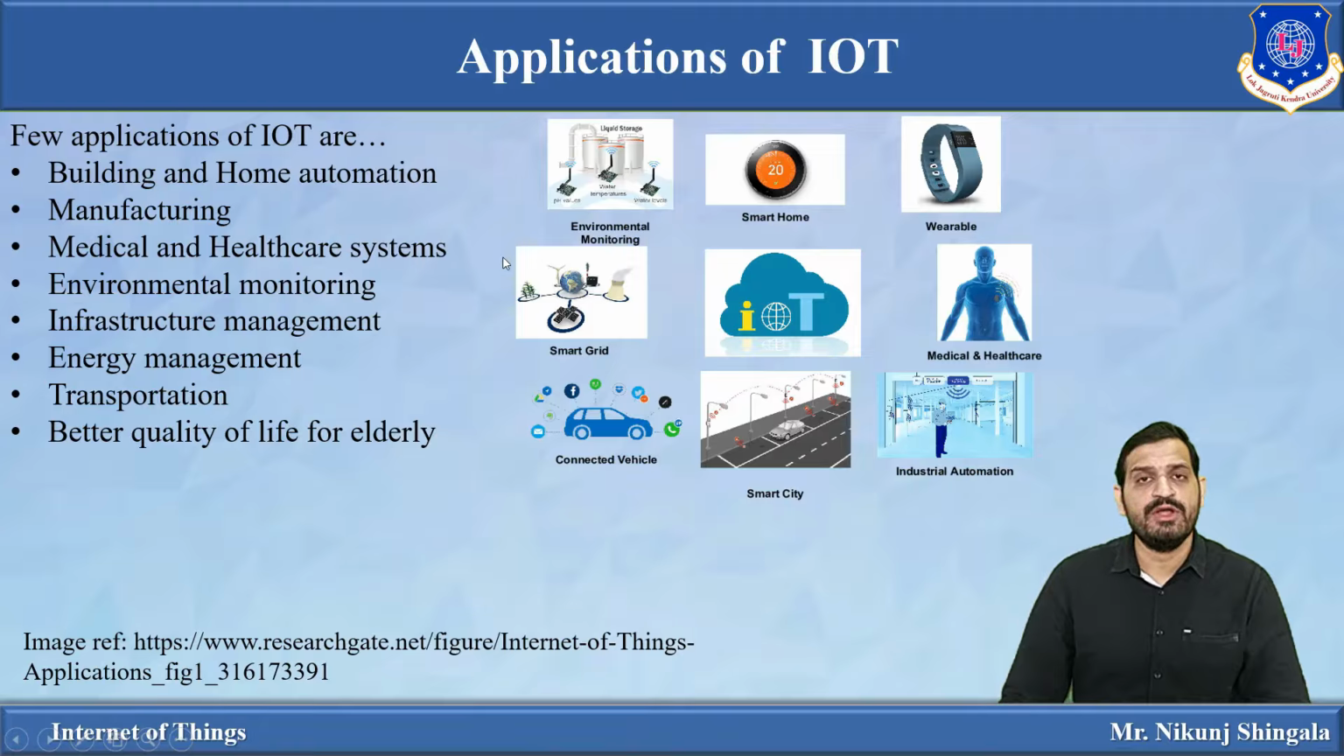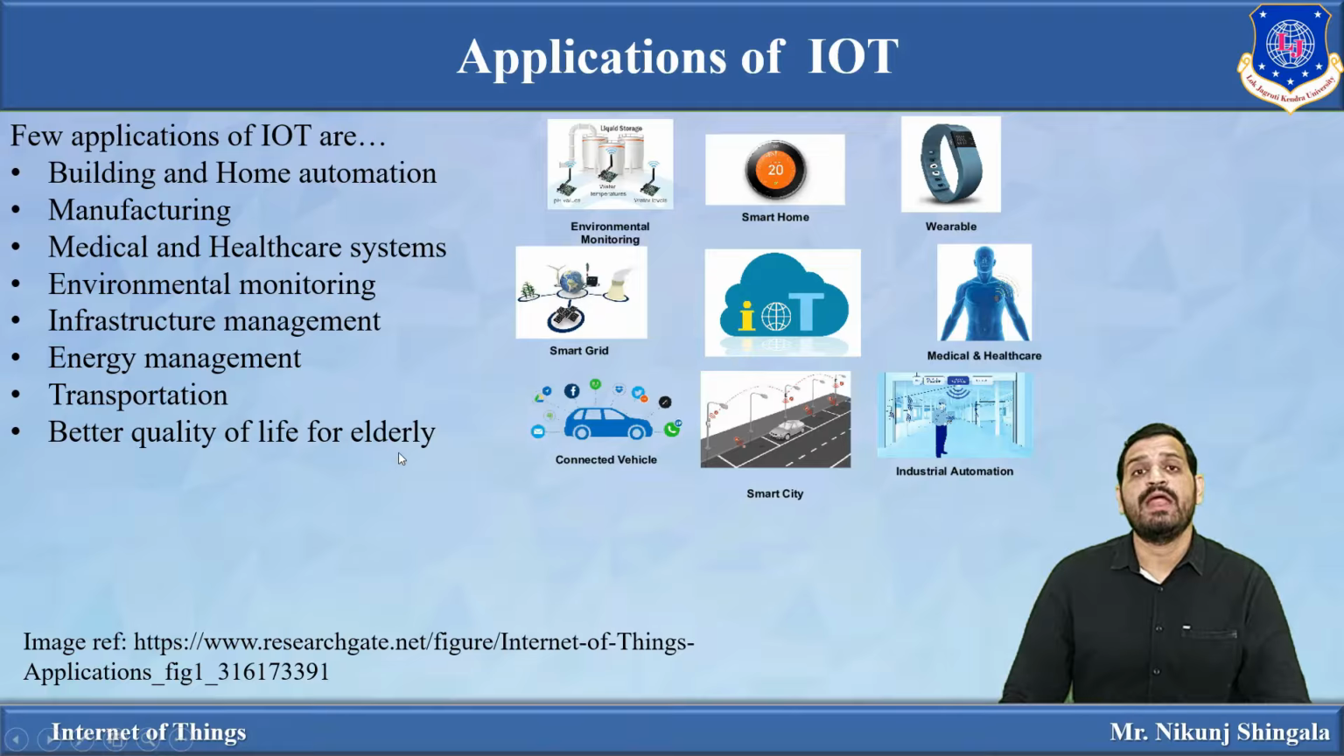Medical and healthcare systems: as I already told you, certain sensors are available in the form of wearable sensors. Those sensors collect the data and transfer it to the doctor. Environmental monitoring to measure certain environmental parameters like temperature, humidity, pressure. Infrastructure management, energy management: nowadays smart meters are available, so you can see the daily power consumption of your home. So this is energy management, which is also based on IoT. Transportation: traffic control comes, that is also IoT. Then vehicle tracking is also there.